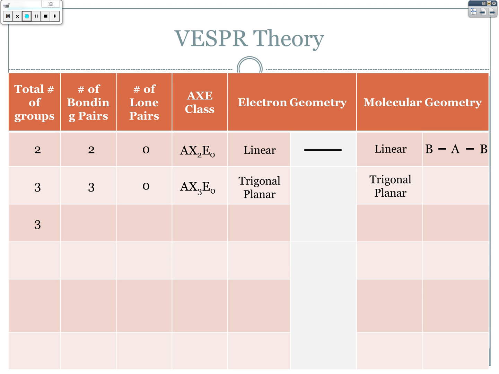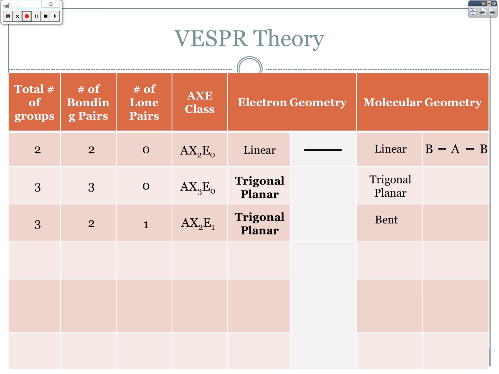Now, there's another kind of AXE class that we can have, and that would be 3 groups around the central atom, where 2 of them are bonding, and only 1 of them is a lone pair, and this would be an AX2E1 group. Its electron geometry is also going to be trigonal planar. However, its molecular geometry is going to be different. It's going to be called bent.